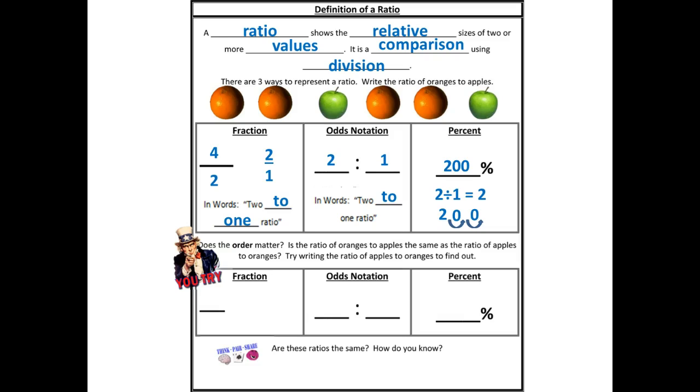On your own, switch things around. Find the fraction, odds notation, and percentage representation of the ratio of apples to oranges. Compare the first 3 answers we did and the second 3 that you're going to try. Ask yourself the question, are these ratios the same? How do you know? We're dealing with the same values, but the order has changed.